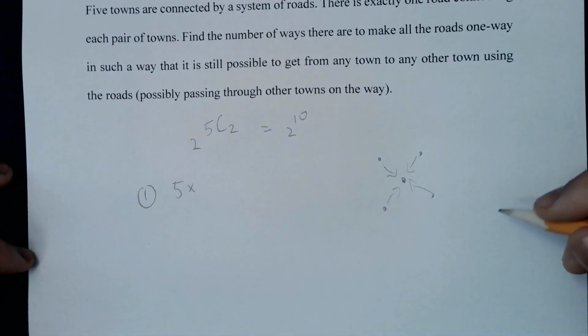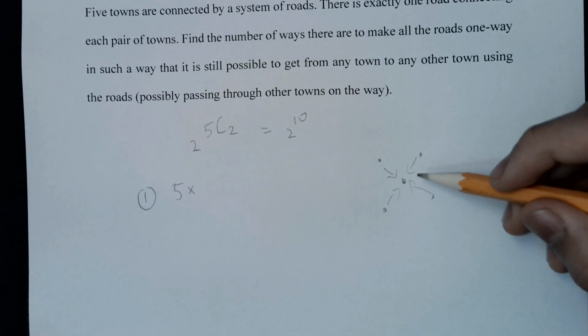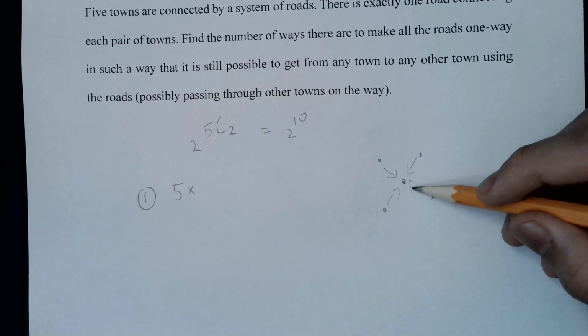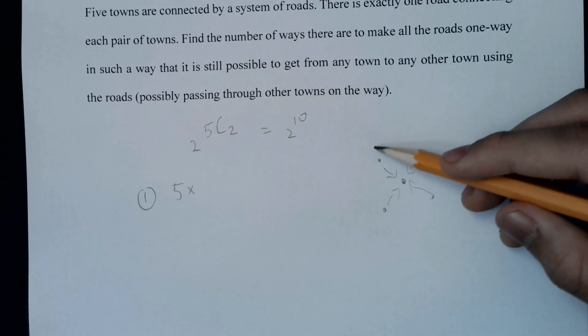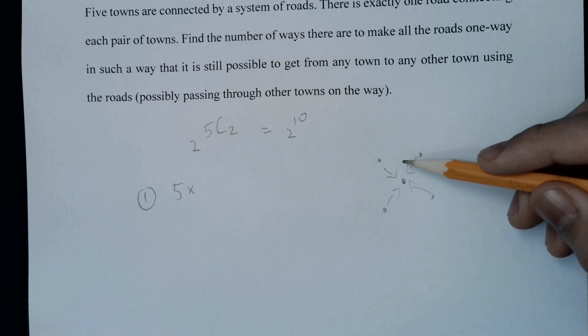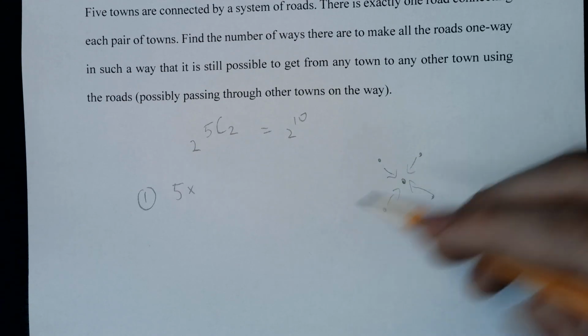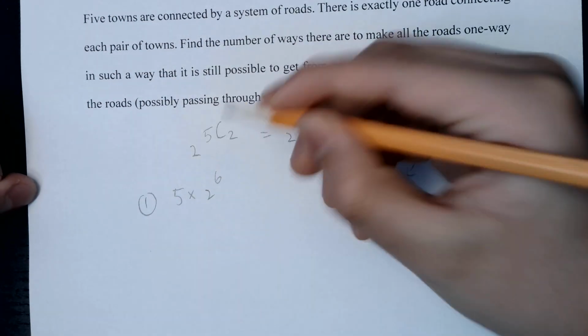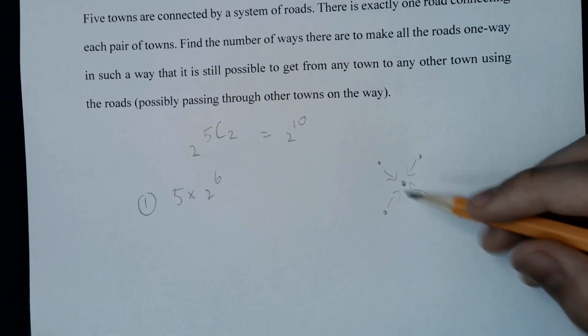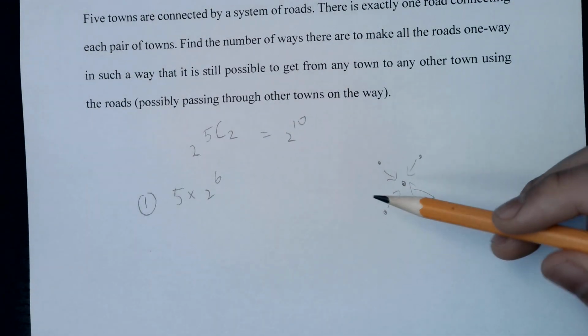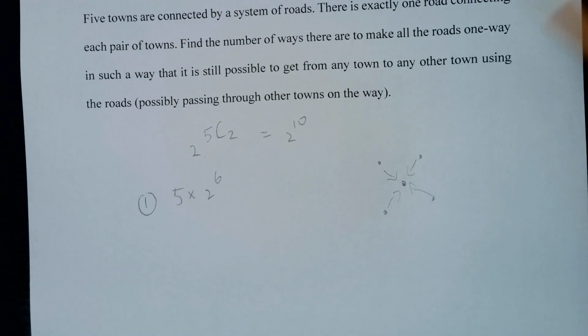times another number. Now, what is this other number? Well, because we have the 4 roads leading into this one town, we know that there should be still 10 minus 4, or 6 different roads. Now, there are different ways to assign these roads, so there should be another 2 to the power of 6 ways that we can rearrange the other 6 roads.